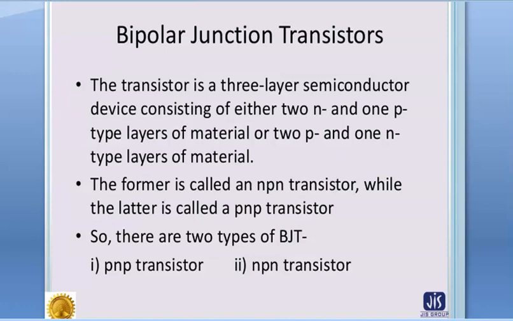Now, as there are two junctions in different types of semiconductors, this is called junction transistor. It is also called bipolar because the conduction mechanism occurs due to both types of current carriers, that is electrons and holes. Therefore the name bipolar junction transistor.